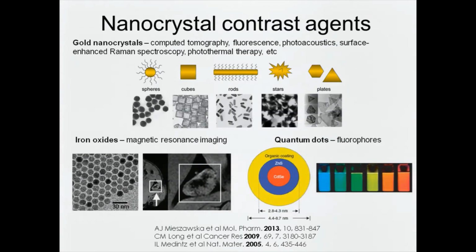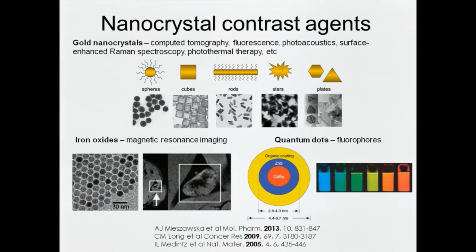Okay, so let's just go through these points. So here are some nanocrystals. There are many types of gold nanocrystals: spheres, cubes, stars, plates. Almost, you name it, people have made it. And they produce contrast for a real range of imaging techniques: computed tomography, fluorescence, photoacoustics, and they can also have therapeutic properties. So being able to use them is very useful.